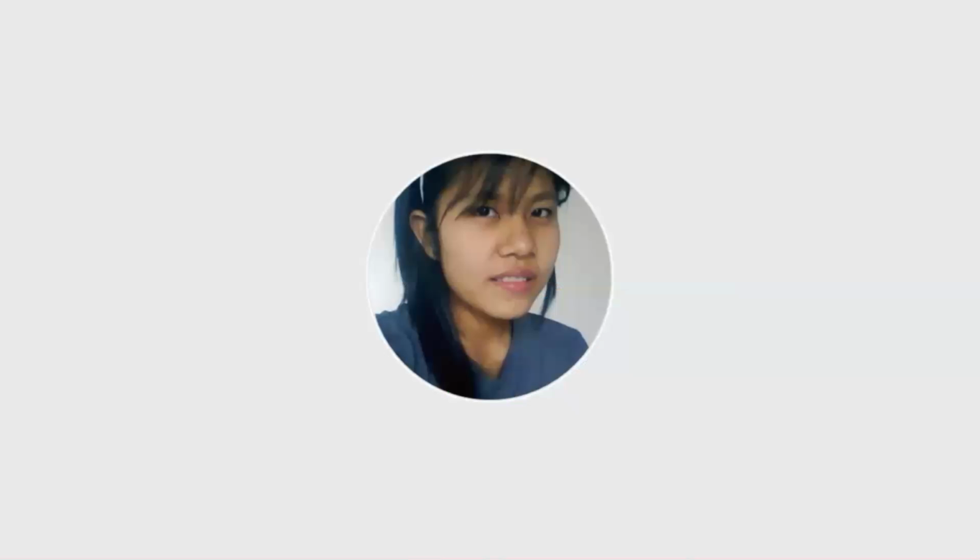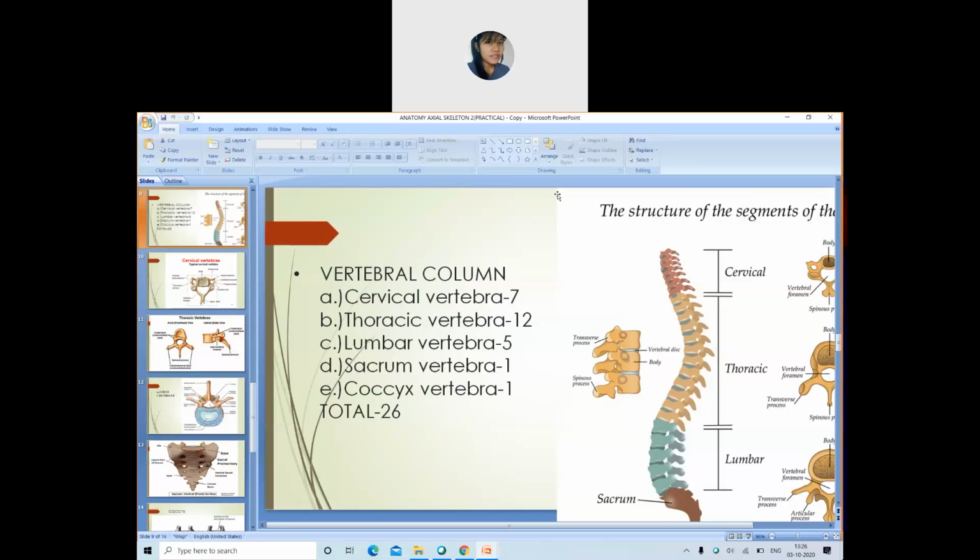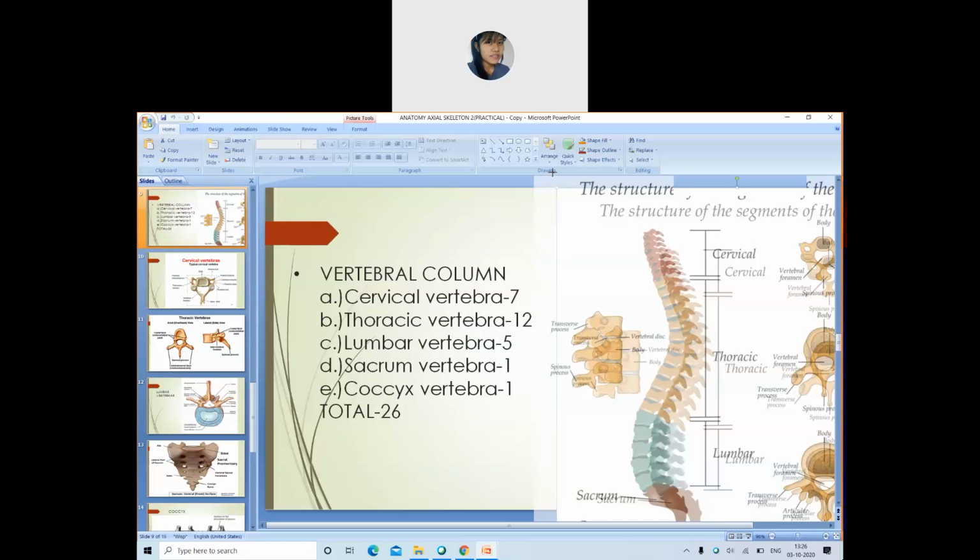Next is your vertebral column. How many bones in total will you get in your vertebral column? You'll get 26. In this vertebral column, the first you get is cervical, next is thoracic, next is lumbar, next is sacrum, and the last is coccyx. First is cervical, thoracic, lumbar, sacrum, coccyx.